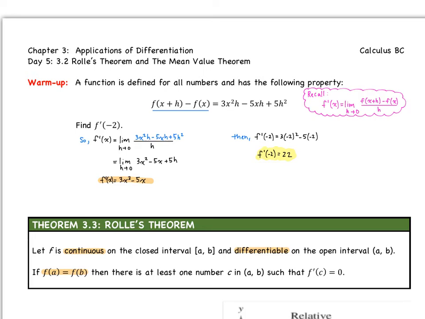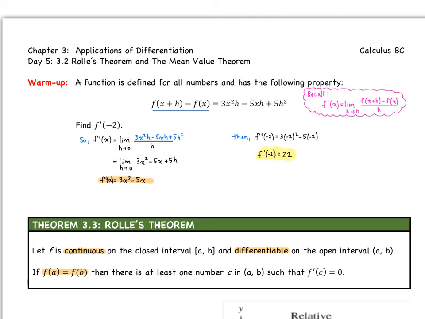Hey everybody, today we are looking at section 3.2, Rolle's theorem and the mean value theorem. First, let's look at this quick warm-up. A function is defined for all numbers and has the following property, where f of x plus h minus f of x, this should look familiar, equals this right here.